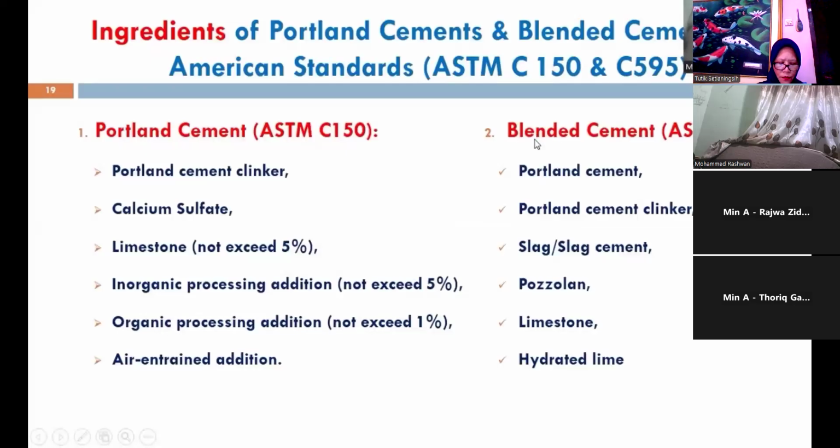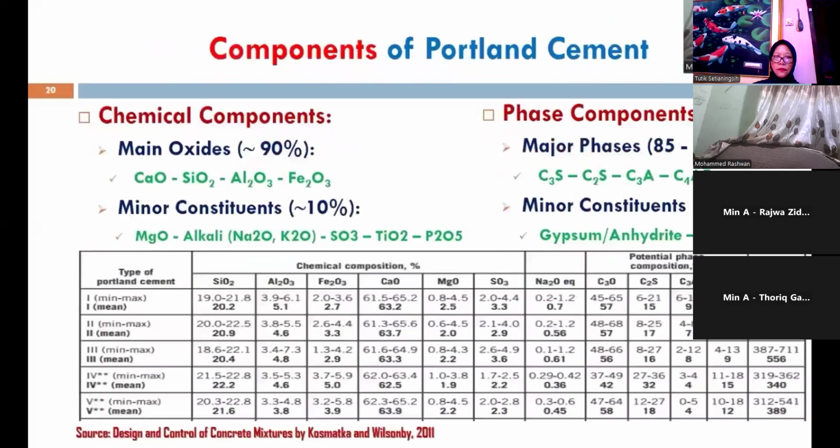While blended cement, as its name implies, is composed mainly of Portland cement clinker, slag cement, and Portland limestone, in different proportions. All these components are in different proportions, not specified proportions, but with one condition: that they achieve the requirements we mentioned before, the physico-mechanical requirements.